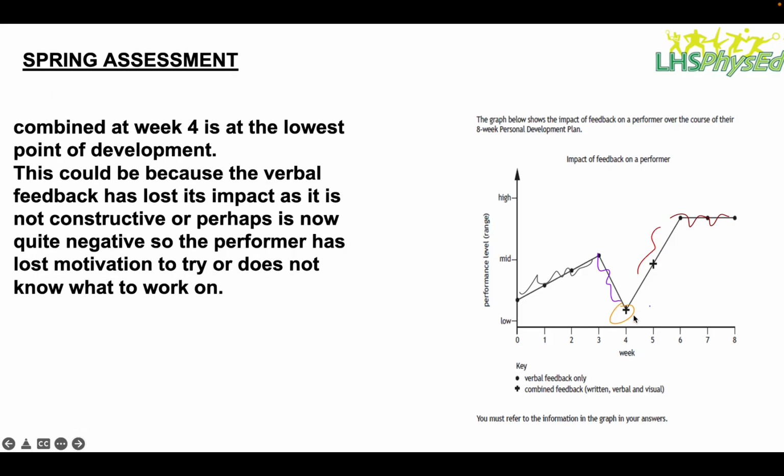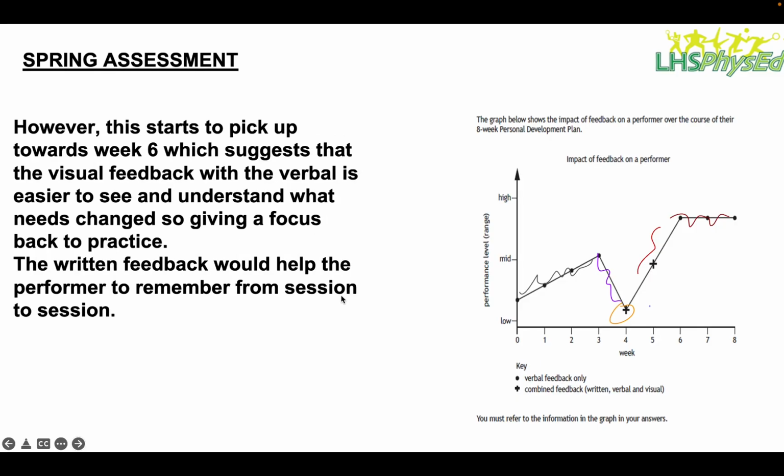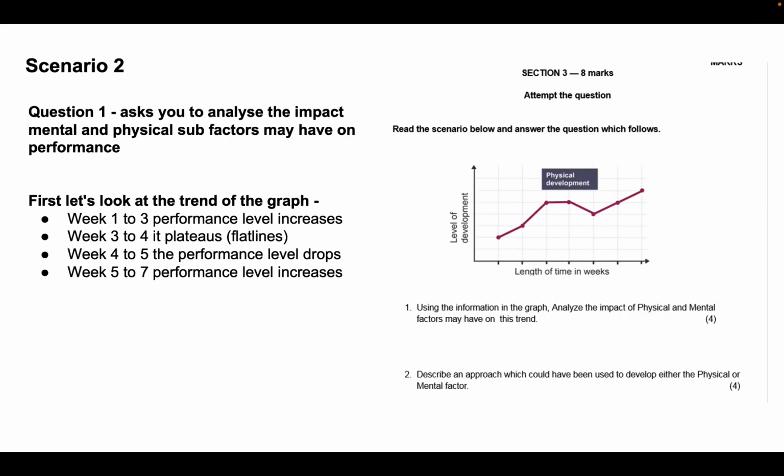Combined feedback is given at week 4 at the lowest point of development. This could be because verbal feedback has lost its impact and it's now not constructive, or perhaps it's been quite negative, so the performer has lost motivation and doesn't know what to work on. And lastly, this starts to pick up towards week 6, which suggests that visual feedback with the verbal feedback is easier to see and understand what needs to be changed, so it gives a focus to practice. The written feedback here could also help the performer to remember from session to session. So there's some points of evaluation there. Really important that you make reference to the graph and you give a judgment.